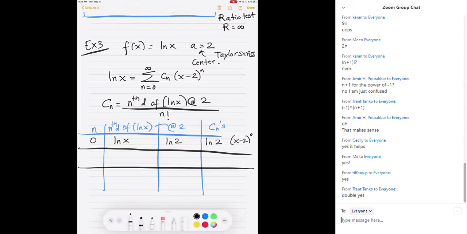I'm going to keep going. 1. What is the derivative of ln x? 1 over x. Thank you, sir. Because I'm going to write it as x negative 1 for a reason, because I know the derivatives are coming next. So this is going to be what? Half then? So this is going to be half times 1 over 1 factorial x minus 2 to the 1.